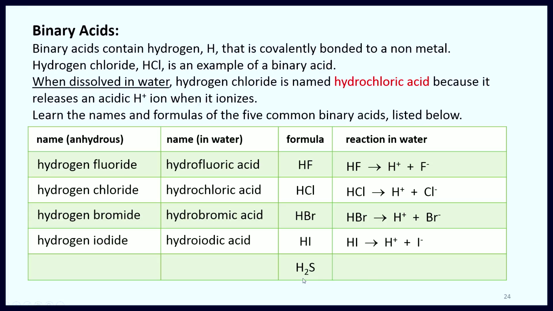And finally, H2S is a diprotic acid. It's got 2 ionizable hydrogens. Hydrogen sulfide is the name. Now be careful here. The name in water is called hydrosulfuric acid, not to be confused with sulfuric acid, which we'll discuss later. And there's hydrosulfuric acid liberating 2 hydrogen ions and it's producing a sulfide anion.